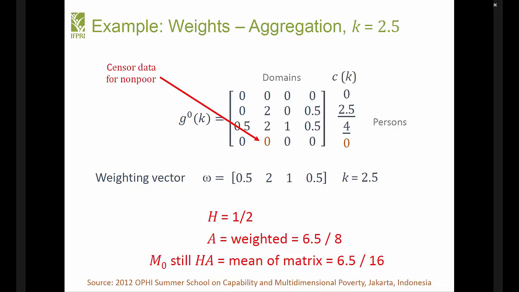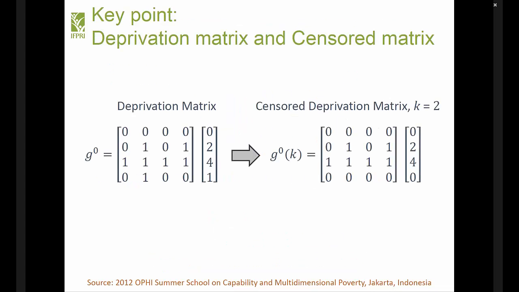So a key point here is to distinguish between the deprivation matrix and the censored matrix. The deprivation matrix is the matrix of deprivations, where you have the zeros and the ones. This is the raw data. You just mark as one those who are falling below the cutoff, and then this is their count. The censored deprivation matrix for k equals 2 censors this last row. And here we say g0 as a function of k, because k is how you decide which observations to censor.